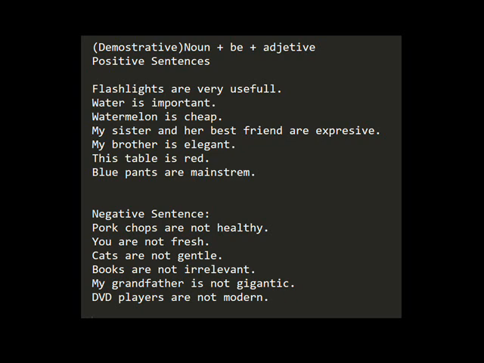Watermelon is cheap. My sister and her best friend are expressive. My brother is elegant. This table is red. Blue pants are mainstream.